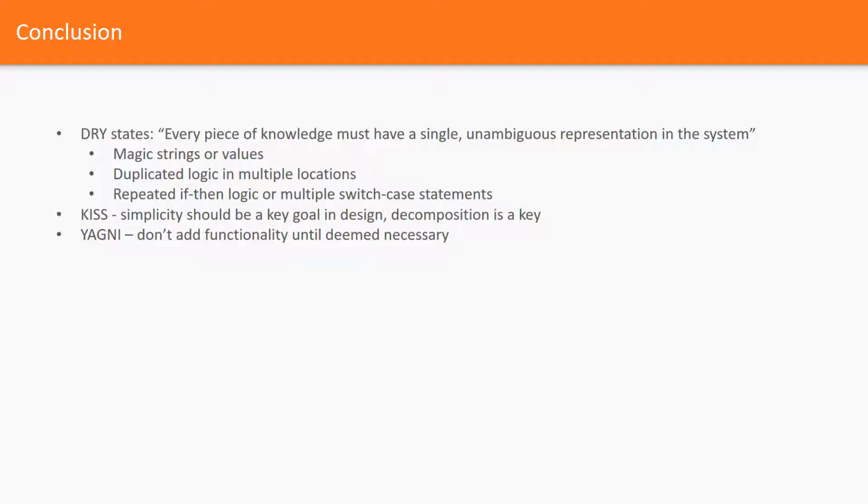YAGNI is all about avoiding overengineering. There is no well-defined criterion which allows us to measure the YAGNI-ness of the system. YAGNI is a principle of extreme programming that states that a programmer should not add functionality until deemed necessary.